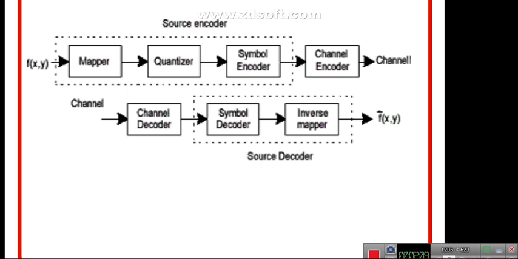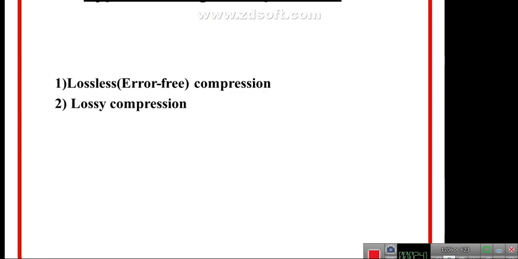The major blocks in the source encoder are the mapper, the quantizer and the symbol encoder. These three blocks are in the source encoder. After encoding, the channel encoder is used to encode for the channel, and after that the signal is transmitted. On the source decoder side, the symbol decoder and the inverse mapper are there. This is the reverse process of source encoding, so finally we get f cap of x comma y.